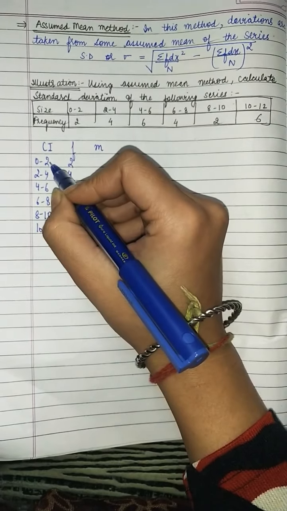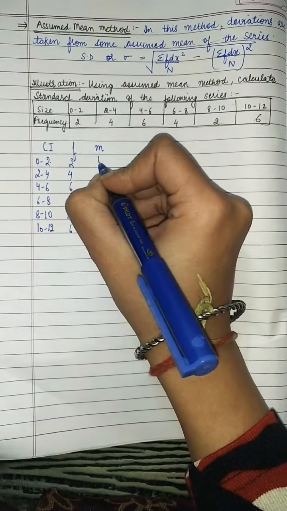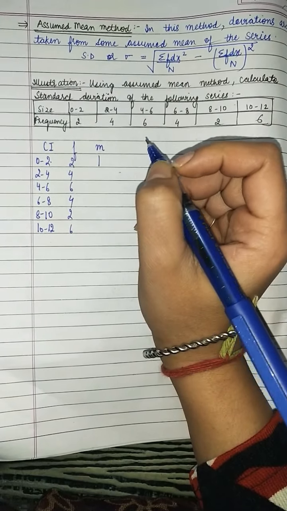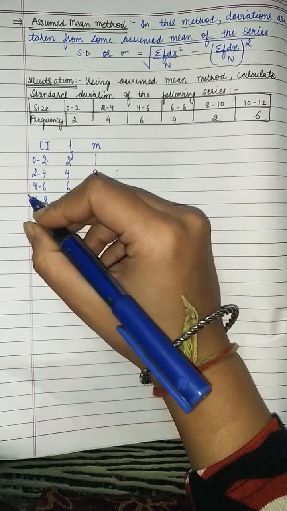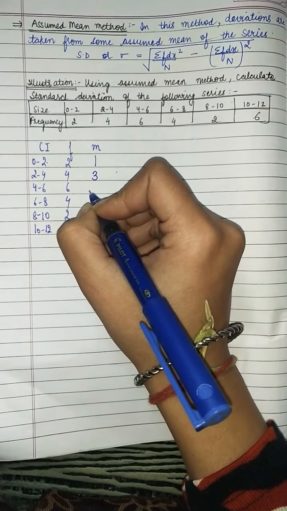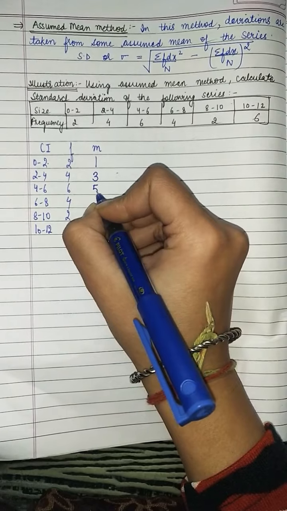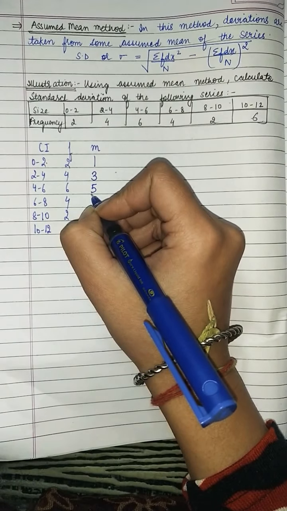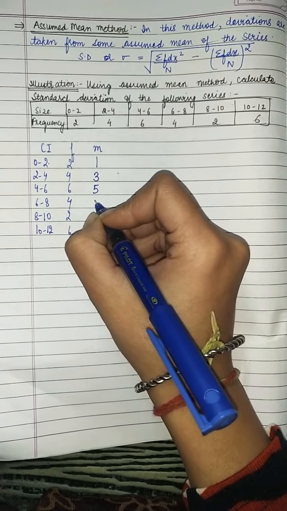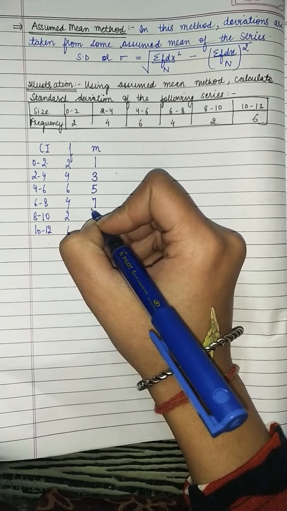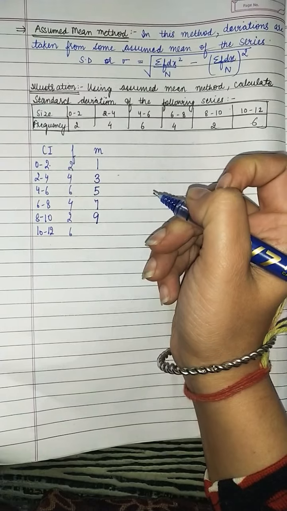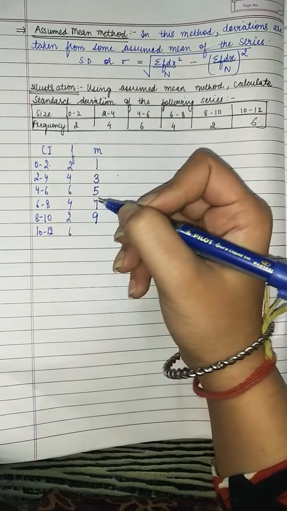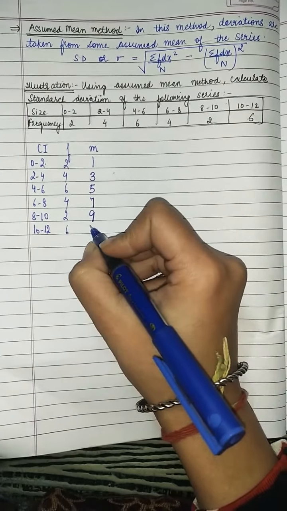Write the mid values. 0 plus 2 is 2, 2 divided by 2 is 1. 2 plus 4 is 6, 6 divided by 2 is 3. 4 plus 6 is 10, 10 divided by 2 is 5. 8 plus 6 is 14, 14 divided by 2 is 7. 8 plus 10 is 18, 18 divided by 2 is 9. 10 plus 12 is 22, 22 divided by 2 is 11.